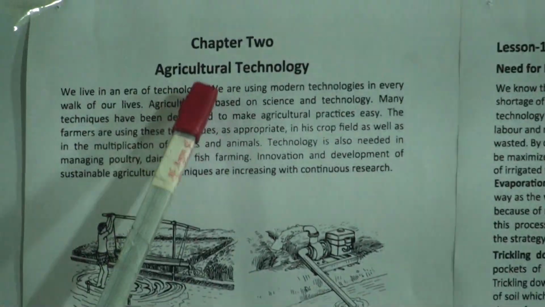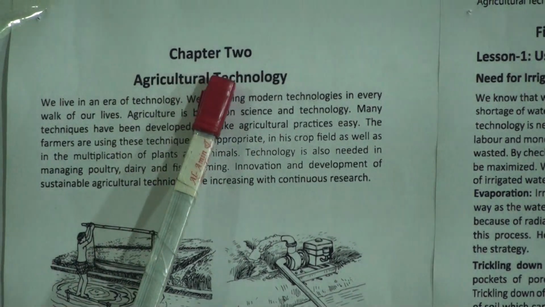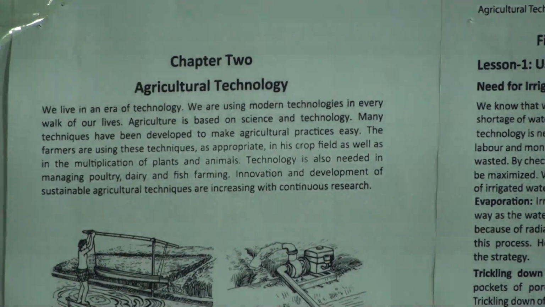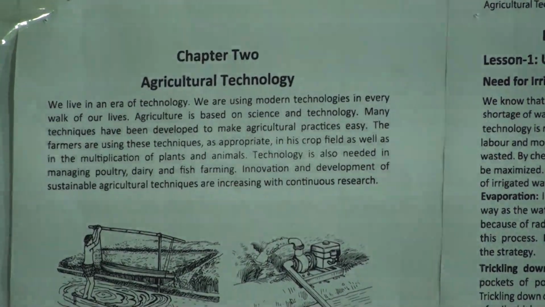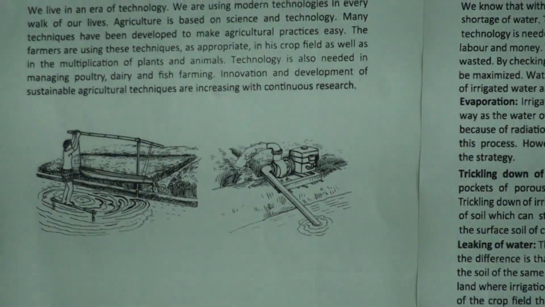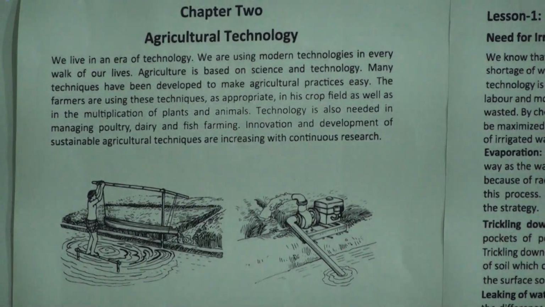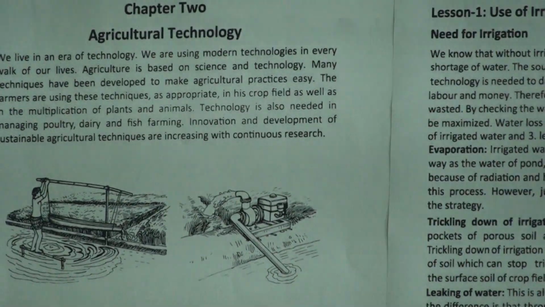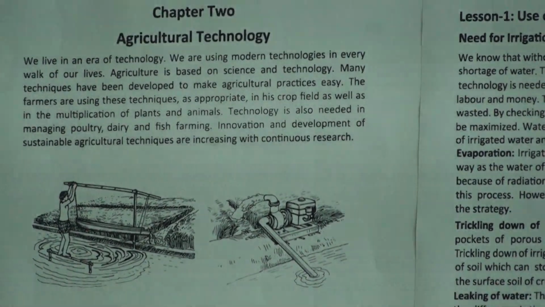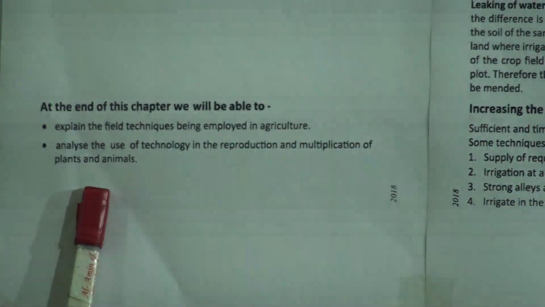Now, come to our today's topic. Today, we are going to start a new chapter. This is agricultural technology. This is chapter 2. After this chapter, we will come to know which technologies we are using nowadays to improve our agricultural advancement, and we will also know that we can explain the field techniques being employed in agriculture. We can analyze the use of technology in the reproduction and multiplication of plants and animals.